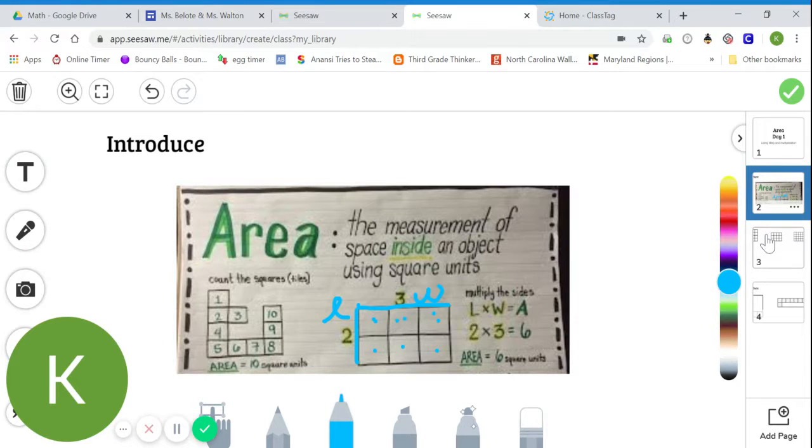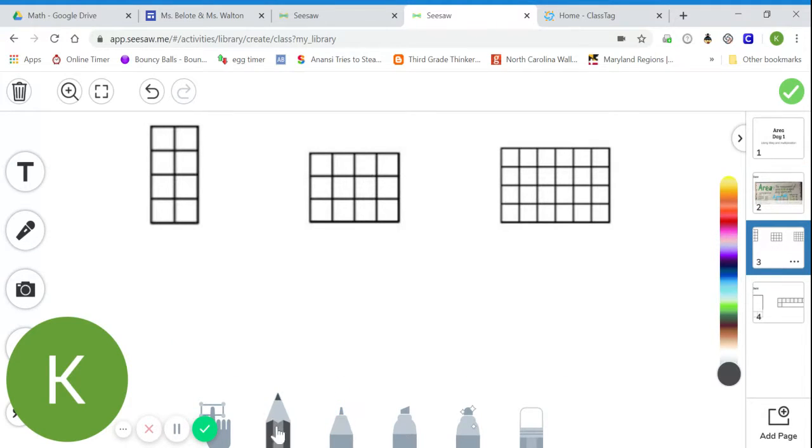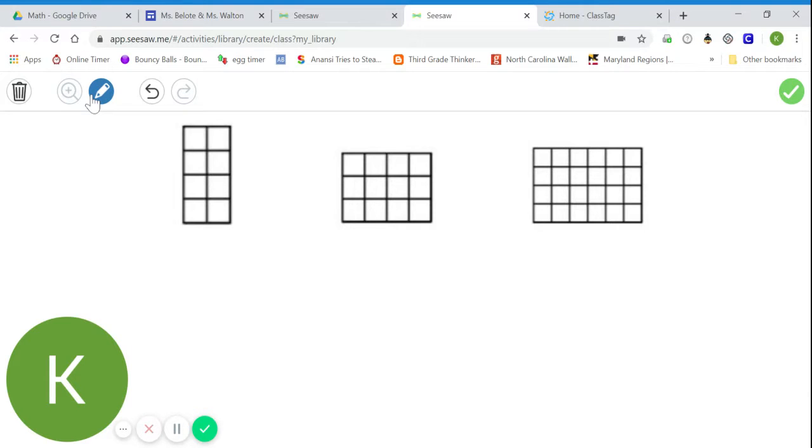Let's practice with a couple of models of our own. For each of these rectangles, I'm going to label the sides, write an equation, and double check by counting. So let's start by labeling. 1, 2, 3, 4. I'm going to call this side my length, and I have 4 units on this side. Now I'm going to label my width. 1, 2. I have 2 units along the bottom, and like I said, I'm going to call this my width.